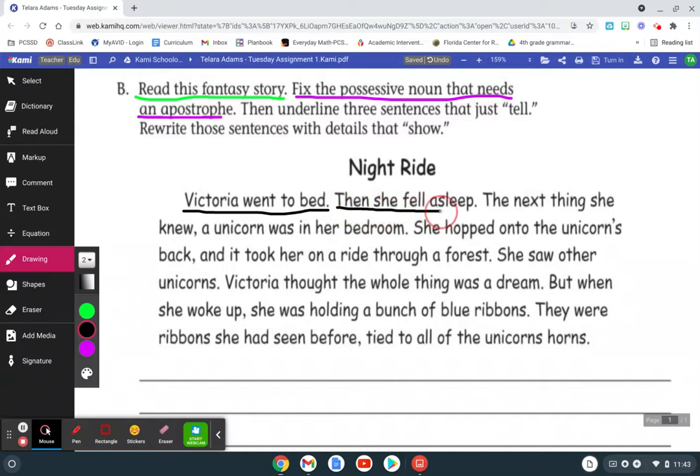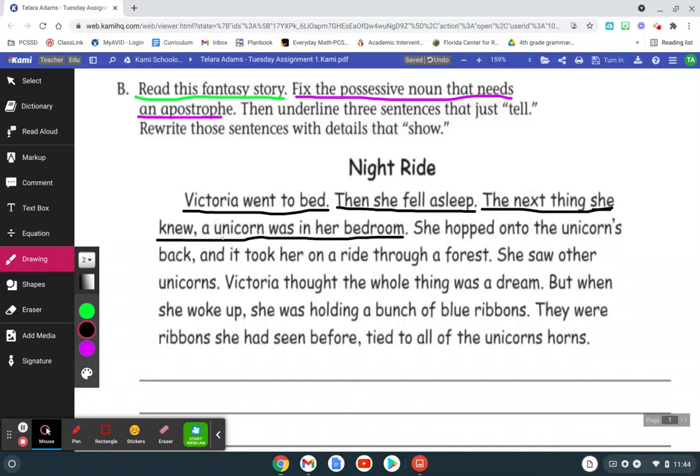Then she fell asleep. She is my noun. Does she own anything? No. The next thing she knew, a unicorn was in her bedroom. Where are my nouns?